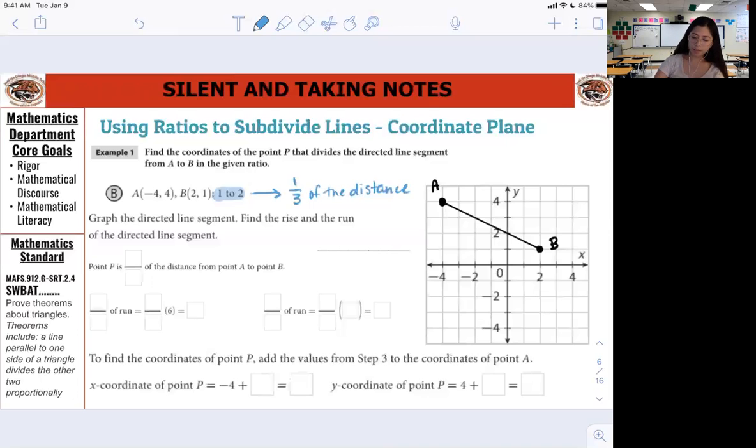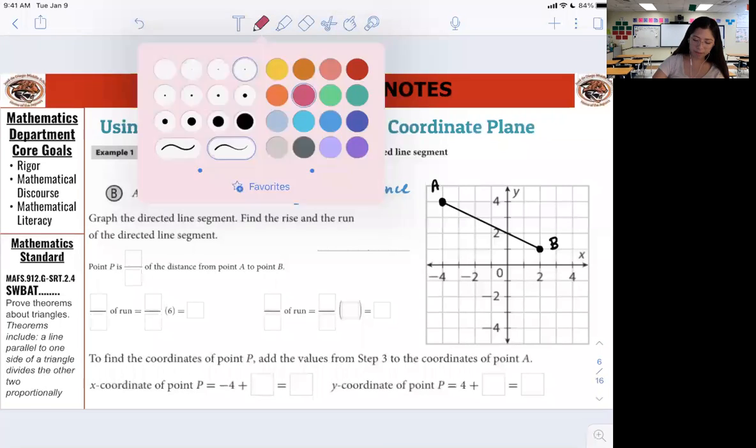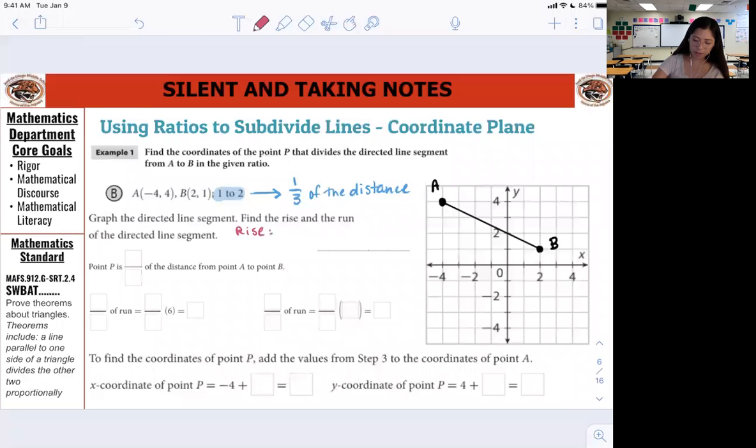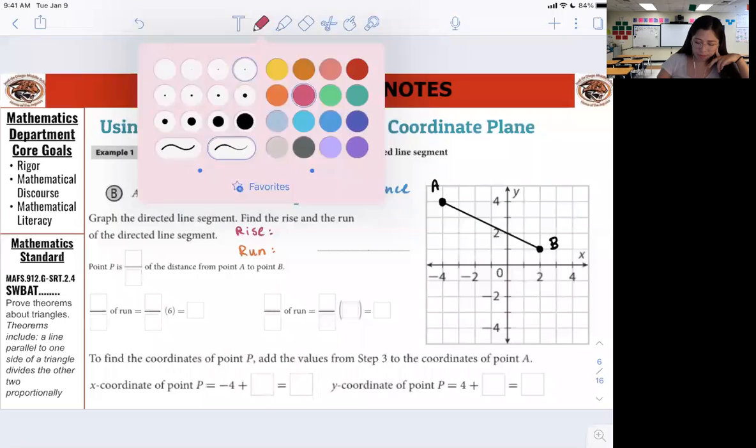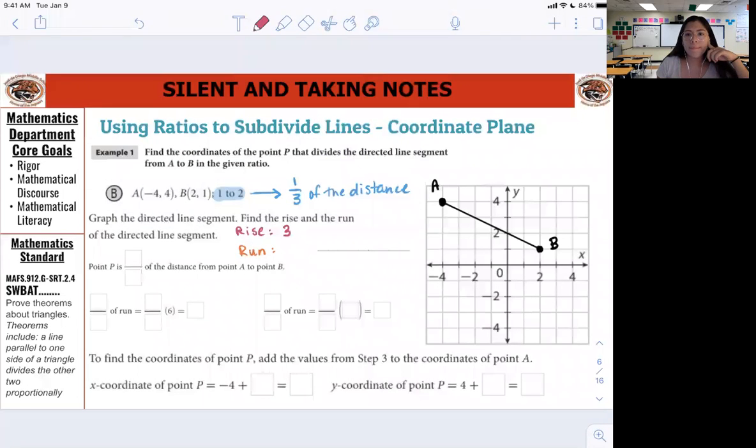So graph the directed line segment, find the rise and the run of the directed line segment. Okay, we can do that. Let's break it down, figure out what is the rise and what is the run. Go ahead, just count the squares, count the boxes. Good, the rise is 3. And the run is 7. 1, 2, 3, 4, 5, 6. Count again. 6.